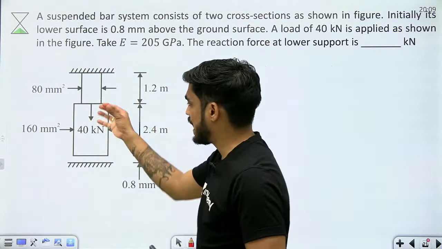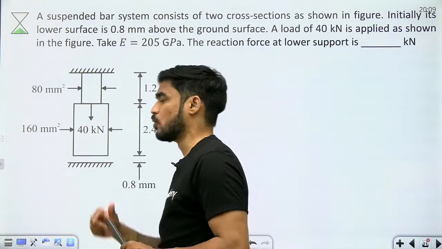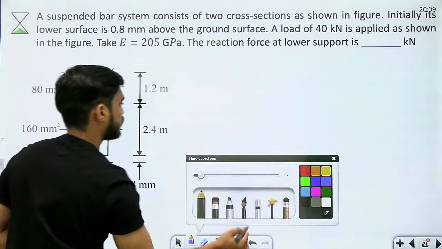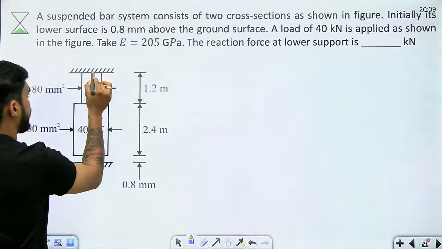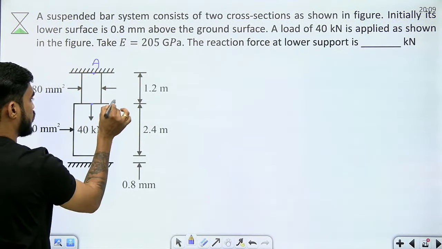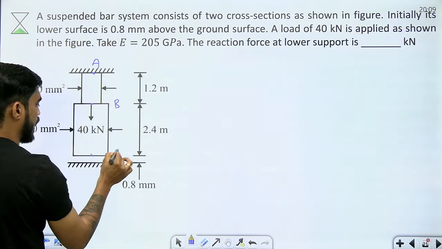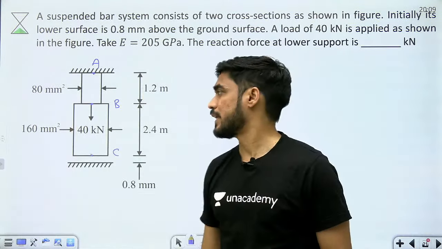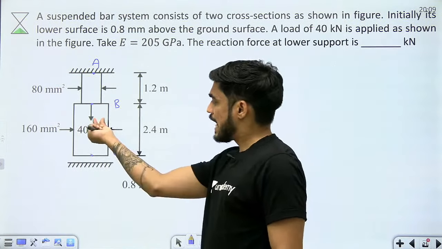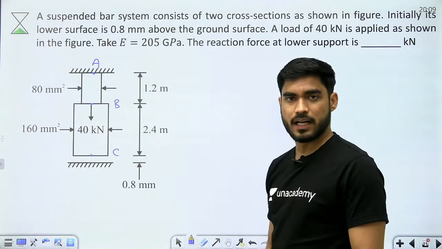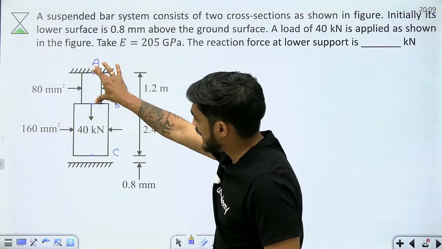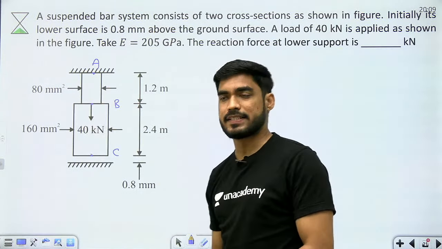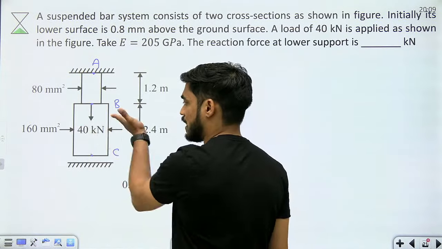Okay, so beta here I am applying a 40 kilonewton load. Okay, let's say this point is A, this point is B, and this point is C. So understand what is happening here. When I apply a 40 kilonewton load here, then this AB will start to elongate. There will be no deformation in BC because there is no internal force in BC.